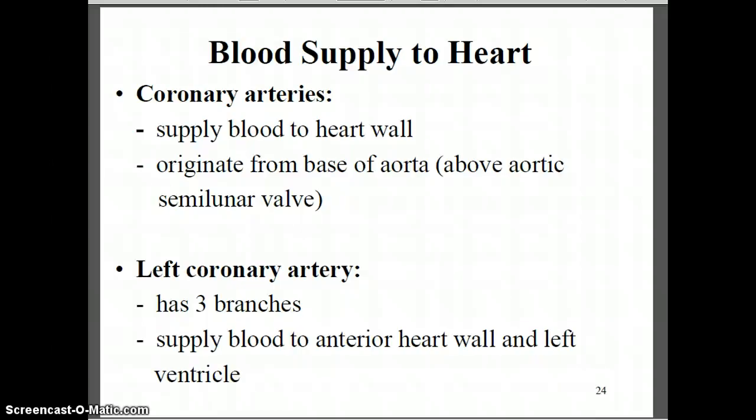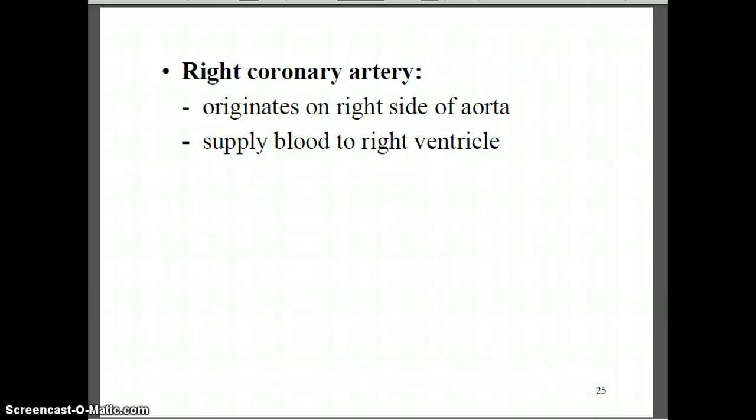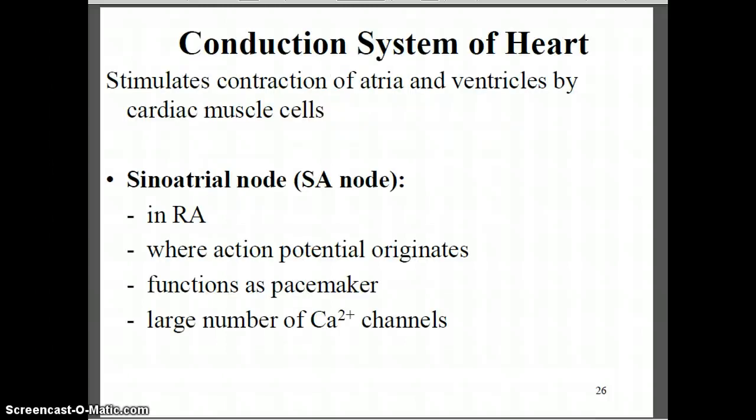Blood supply to the heart itself. The heart is a muscle and requires blood supply. Coronary arteries originate from the base of the aorta above the aortic semilunar valve. The left coronary artery has 3 branches, and it supplies blood to the anterior heart wall and the left ventricle. The right coronary artery originates in the right side of the aorta, and it supplies blood to the right ventricle.